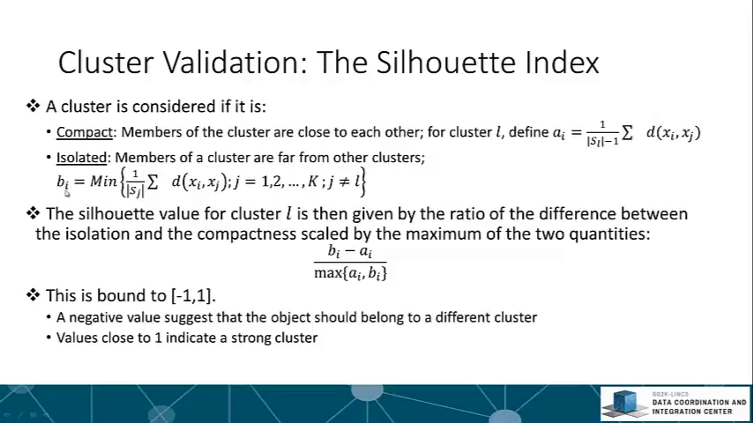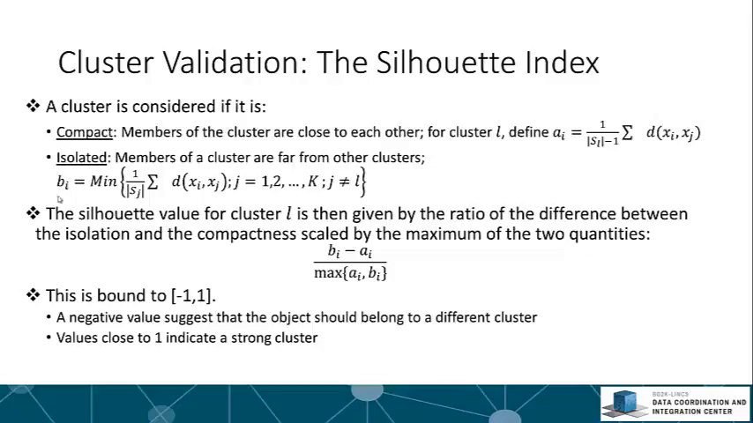The isolation in terms of this same datum I is given by b sub I, and this is the minimum mean dissimilarity. For this datum, we calculate the mean dissimilarity between objects of each of the other clusters, and we take the minimum of those mean dissimilarities. And if this value is large, that indicates that the cluster is very isolated from other clusters.